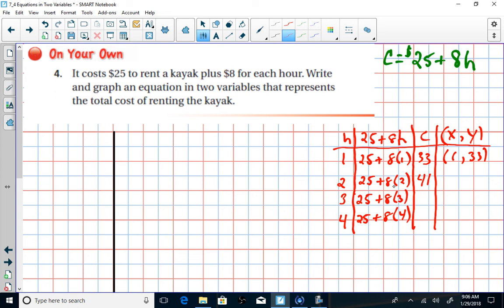I do the multiplication first. 8 times 2 is 16. Then I add the 25. So my ordered pair is 2 comma 41. My next evaluation, 8 times 3 is 24. What's 25 plus 24? That is 49. Your ordered pair is 3 comma 49. And then finally, 8 times 4 is 32. Well, what's 32 plus 25? That should be 57. So 4 comma 57 would be your ordered pair.